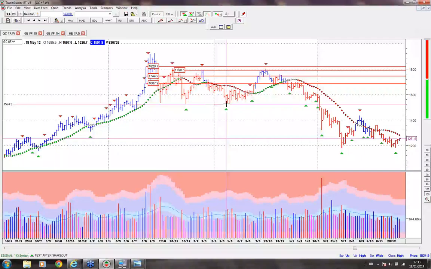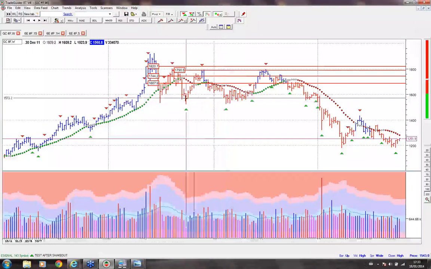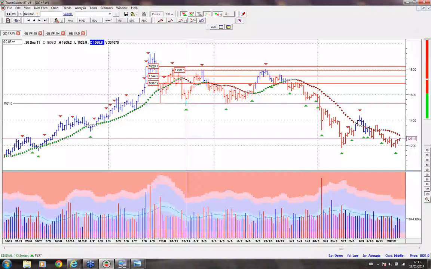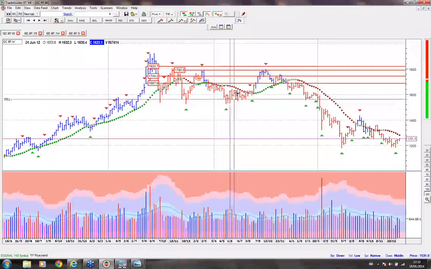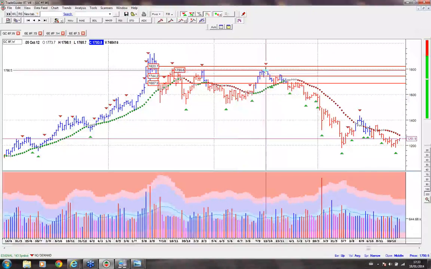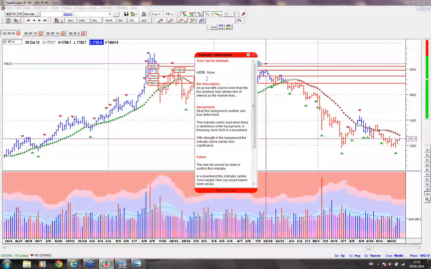Very significant. But professional money are very devious. When they're bearish, they want to unload more. So the price has come up here again to exactly the same level. No demand. Not once, 3 times.